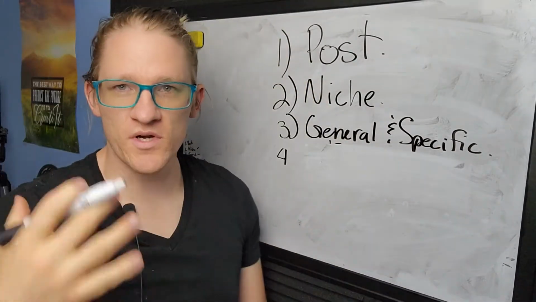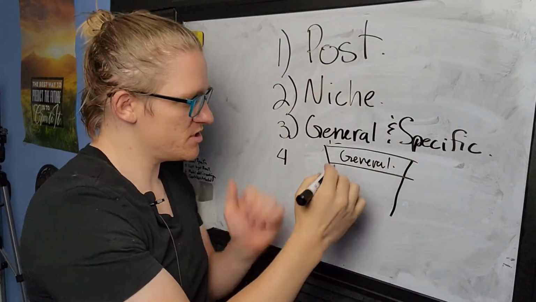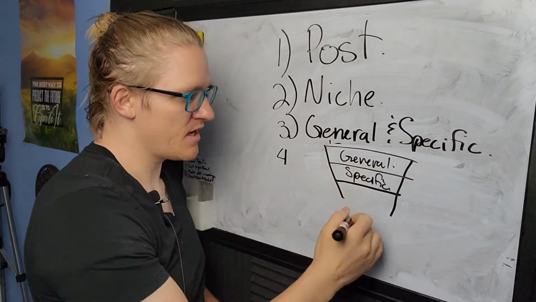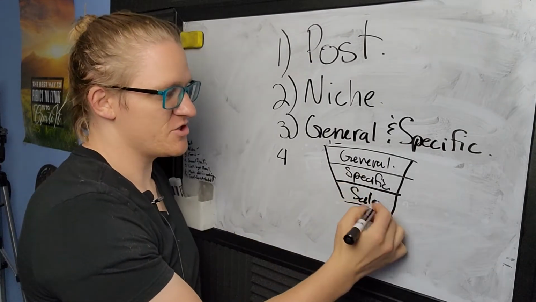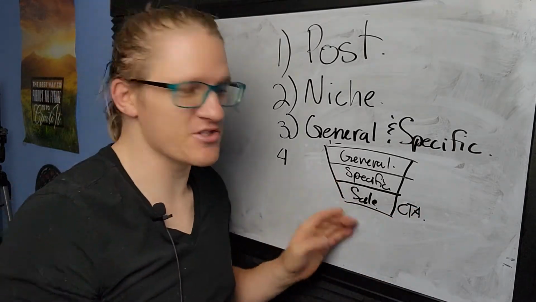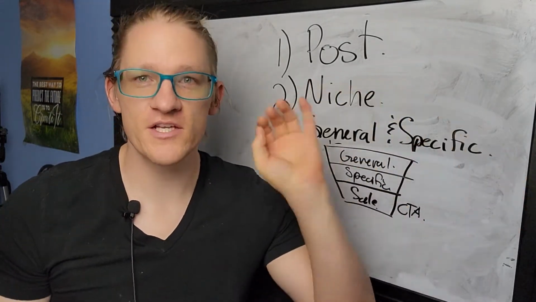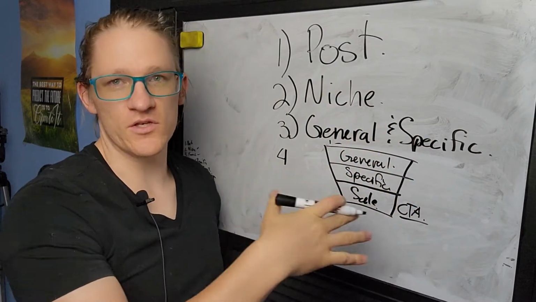Number 4, you want to think of it like a funnel. You want to have your general content at the top. It's going to get the highest reach, and then you can be more specific, and then you can even straight up just say, hey, we're having a sale. It's not even entertaining, it's not even educational, it's just a straight up call to action. Say, hey, go check out the thing that is in my link in the bio or whatever.